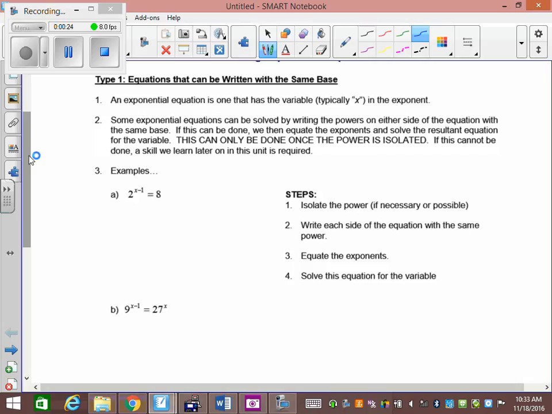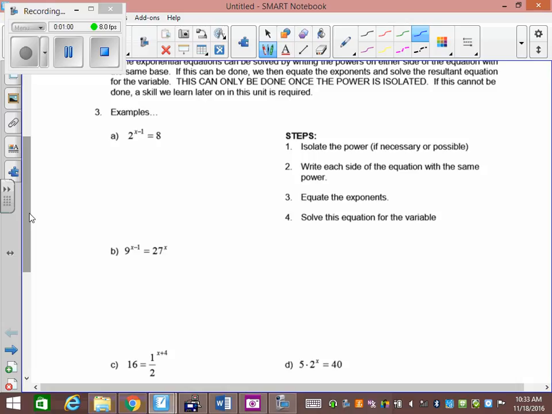Okay? So an exponential equation is one that the variable, typically x, is in the exponent. Some exponential equations can be solved by writing the powers on either side of the equation with the same base. You guys kind of did this, well, a lot of people did it in grade 11 when you did sequences and series and you were solving geometric and you had to get common bases. Most teachers taught it very, very simplistically. This can only be done once the power is isolated. If this cannot be done, a skill we learn later in the unit will be used if you can't isolate it. So let's look at this one.